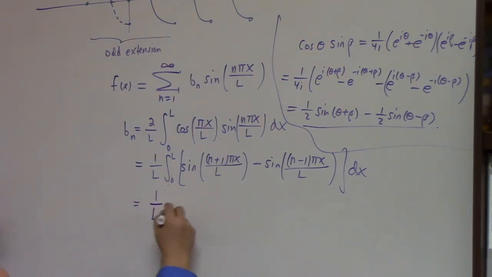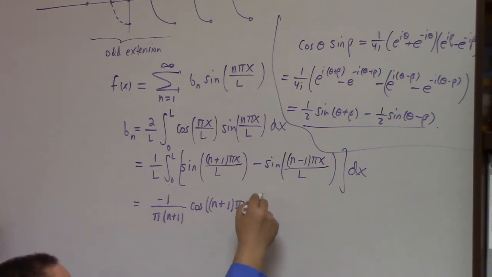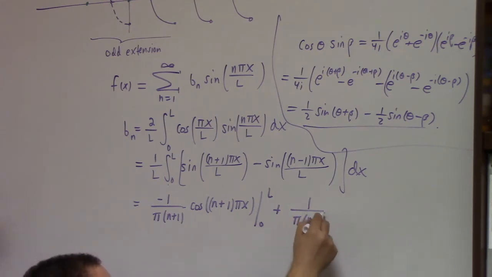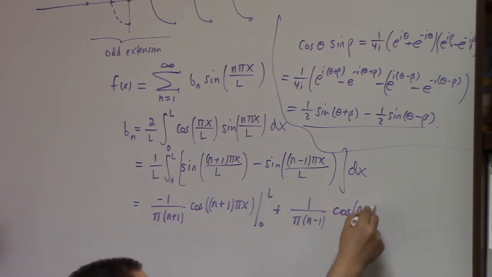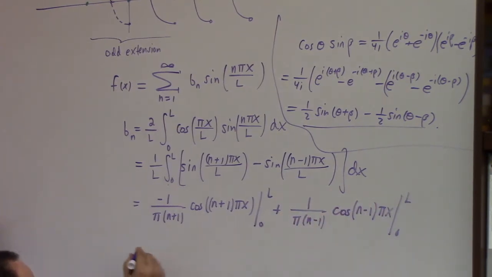So this is 1 over L, and what you got here is, the L's cancel. Let's get rid of them. So 1 over pi times (n plus 1), cosine of (n plus 1) pi x, there's a minus, evaluated from 0 to L, plus 1 over pi times (n minus 1), cosine of (n minus 1) pi x from 0 to L. So what this is, right? It's 1 over pi, that's everywhere.